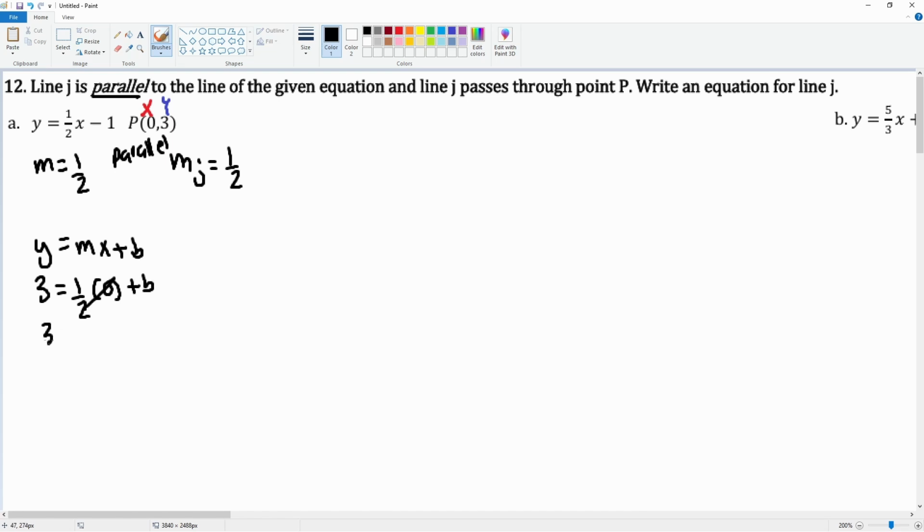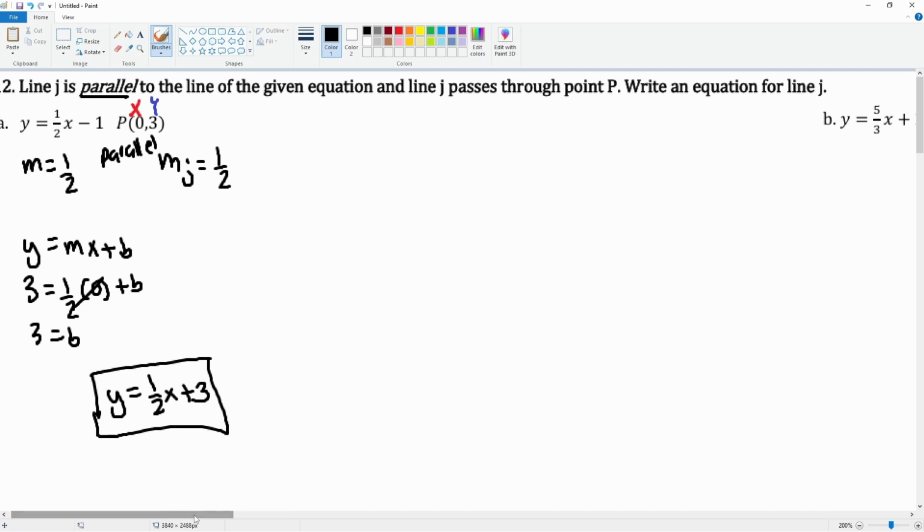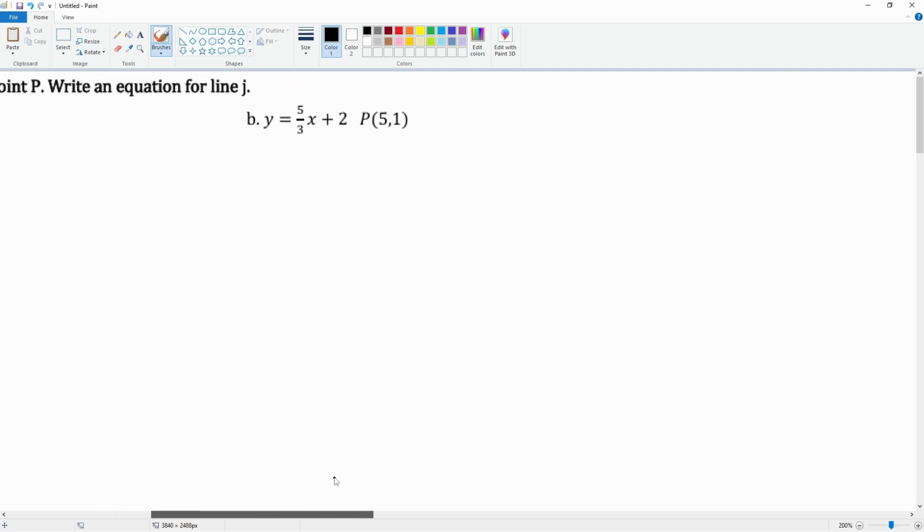This cancels, 3 equals b. So the equation would be y is equal to 1/2 x plus 3. That is line J that is parallel and that passes through that point. Next, let's do this one.